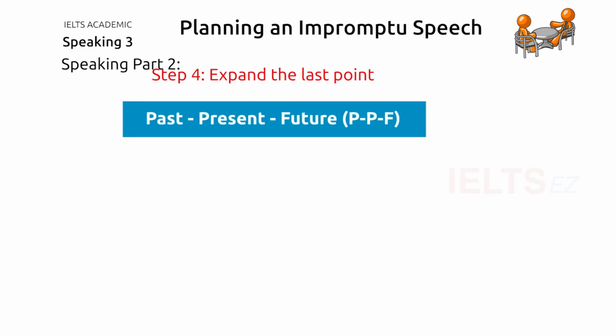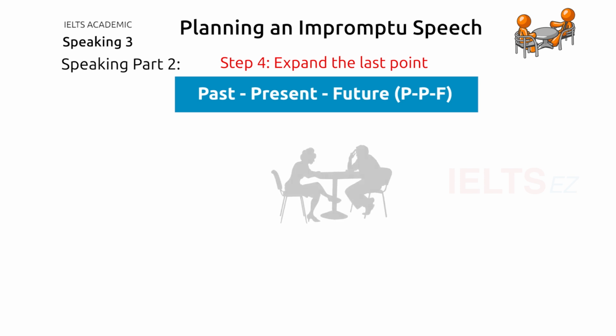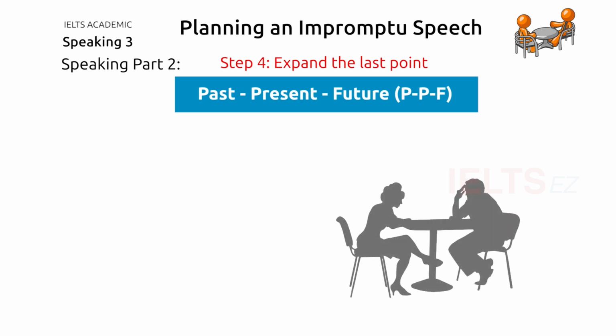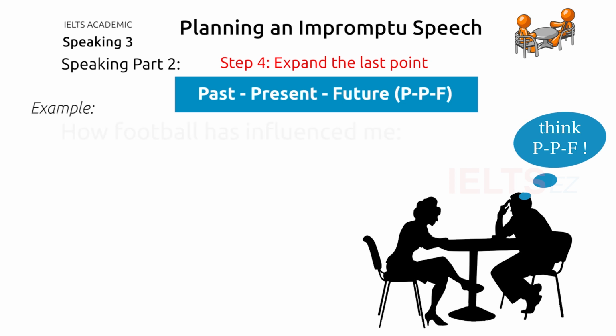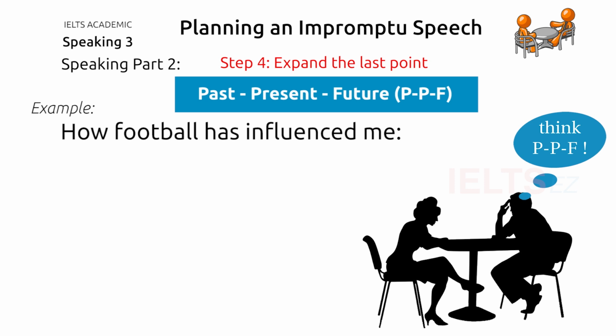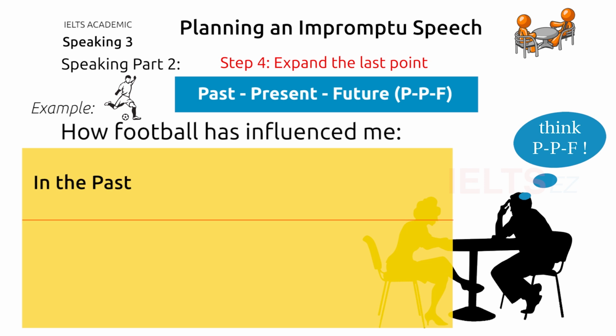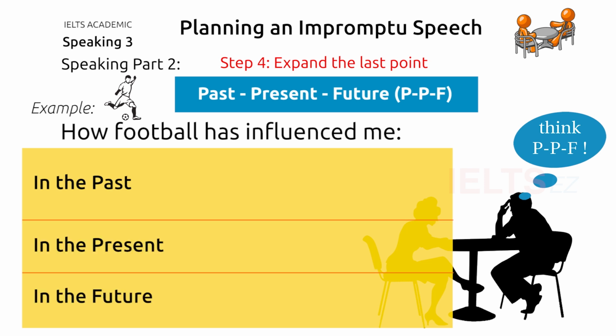Let's look at the past, present, future pattern. Imagine that you've given your speech and covered your required 4 points. But you've done so too quickly and can't think of any more to say. Immediately think of past, present, future, and apply it to the last point on your outline. Remember, in the last point of the example question, where I chose to talk about football, we had to explain how the activity has influenced your life. Applying this pattern, we could talk about how football has influenced me in the past, how it's influencing me now, and how it might influence me in the future.